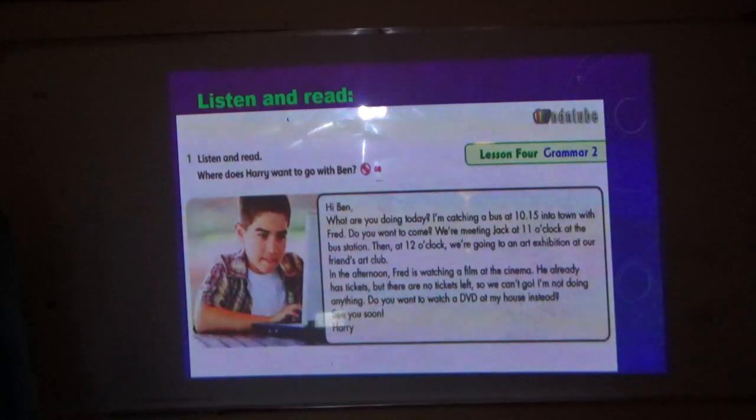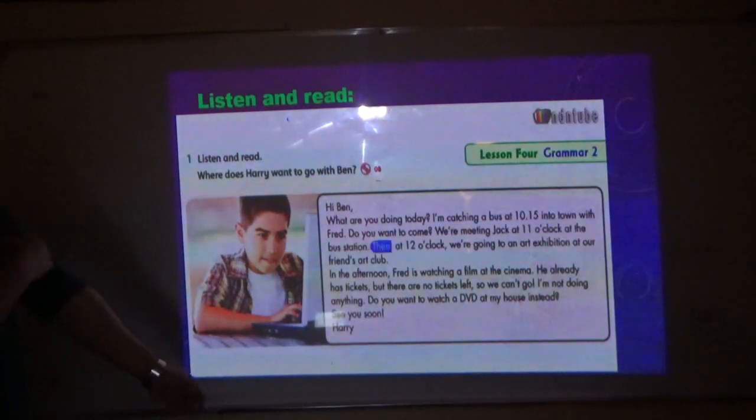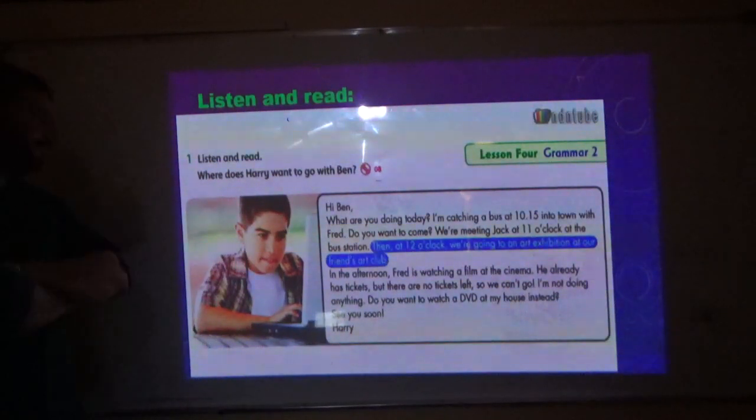Hi Ben. What are you doing today? I'm catching a bus at 10:15 into town with Fred. Do you want to come? We're meeting Jack at 11 o'clock at the bus station. Then at 12 o'clock, we're going to an art exhibition at our friend's art club.